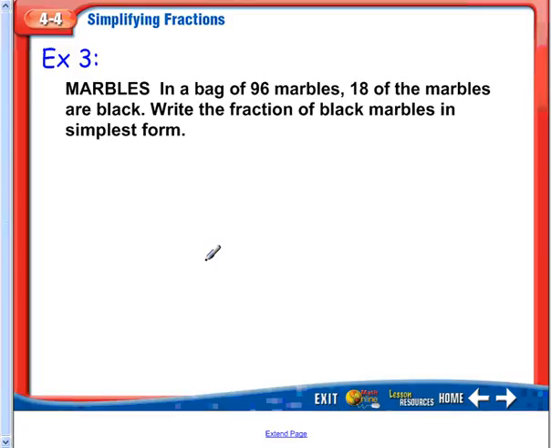Example number 3, marbles. In a bag of 96 marbles, 18 of the marbles are black. Write the fraction of black marbles in simplest form. So the fraction of black marbles right now is 18 out of 96. And I'm going to start by using the L method. 18 on the left, 96 on the right. I'll write my L bracket.